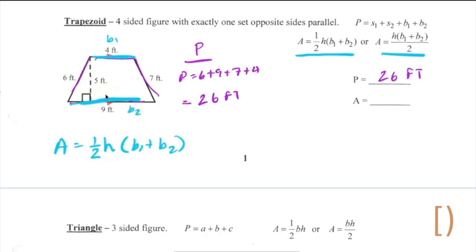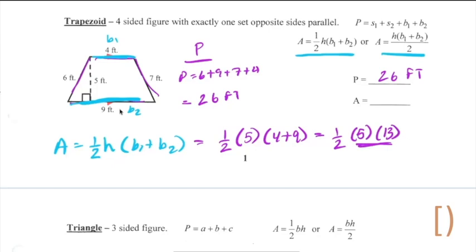So if we're going to substitute this in, we get 1/2 the height, which is 5. Remember, the height is right angle. And then base 1 plus base 2. Base 1 is 4. Base 2 is 9. 4 plus 9. We're going to get 1/2 times 5 times 13. We'll do that first. That is 65 over 2. 65 over 2 feet squared.